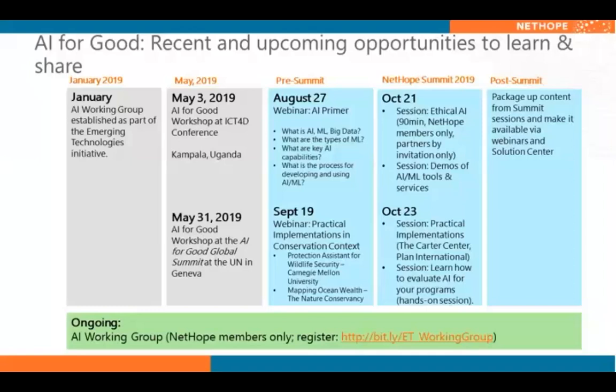So expect to see some demos of off-the-shelf tools and services during that session. We'll give you a preview today, but a lot more to come at the summit. And then just a couple of days later, on October 23rd, we'll have two sessions.